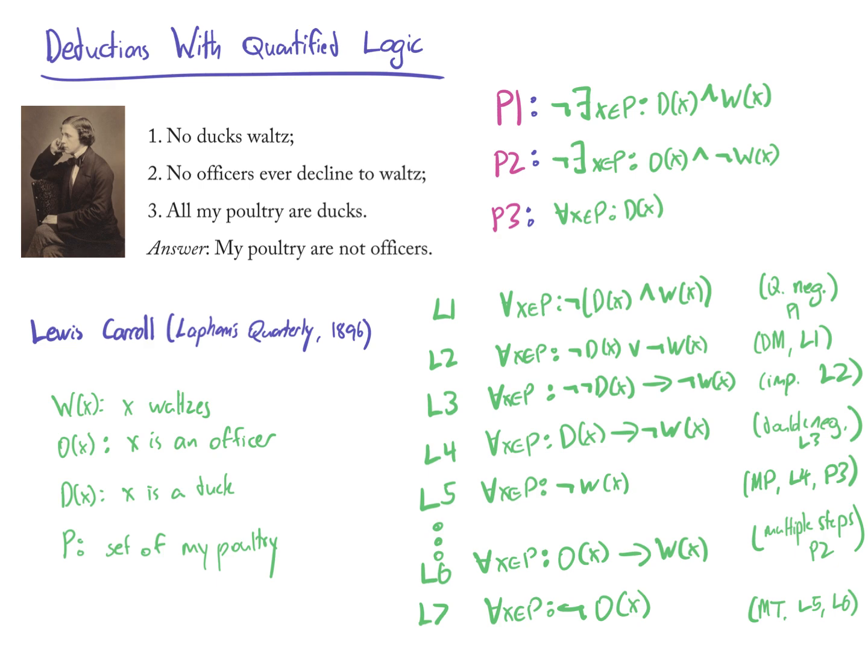My conclusion, my answer, can be translated: no element of the set of my poultry is an officer, and I got there using a sequence of deductions with quantified logic. So as you'll notice, when I'm using quantified logic, this can be a little bit annoying. There's a lot of stuff to write here and a lot of steps, a lot of notation. But by being very explicit about all of my steps, really spelling things out, I can be confident that I have a correct logical deduction.